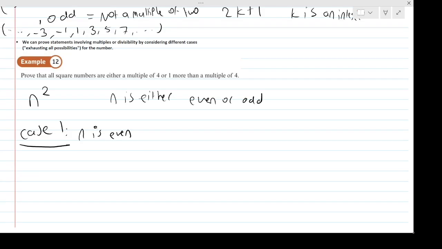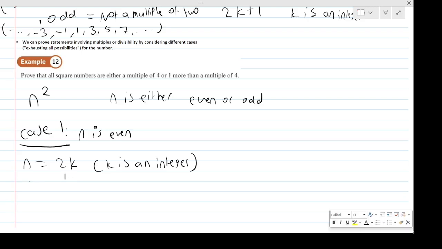Anyway, firstly, if n is even, that means n can be written in the form 2k, and I'll say k is an integer here. Hopefully, as we just discussed, I recognise that. We can write it in this form. Well then, we need to consider n squared. So n squared here is 2k all squared, and that's 4k squared.